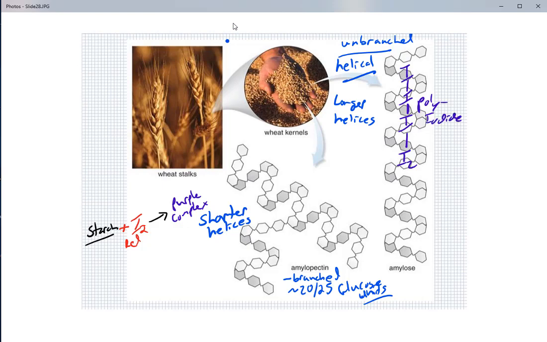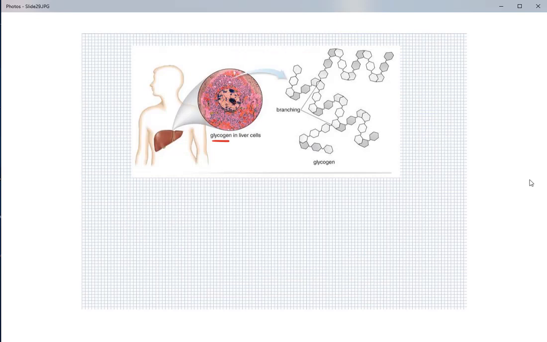Polyiodide. And when it does that, it changes colors from red to blue or purple. Because of the longer helices in amylose, it forms a different color than that of amylopectin, because amylopectin has these shorter helices. So you can actually tell the difference between amylose and amylopectin based upon the color of this purple starch iodine complex. We get to glycogen.